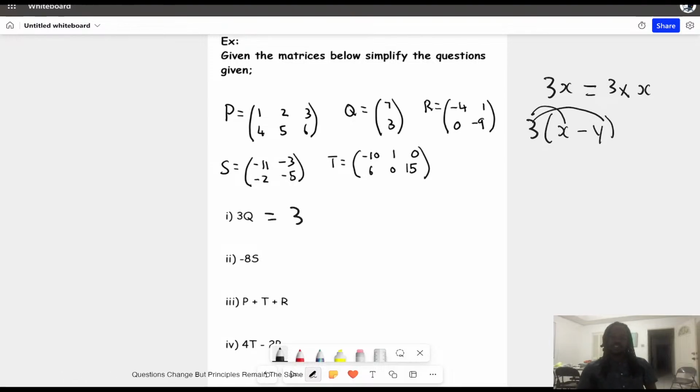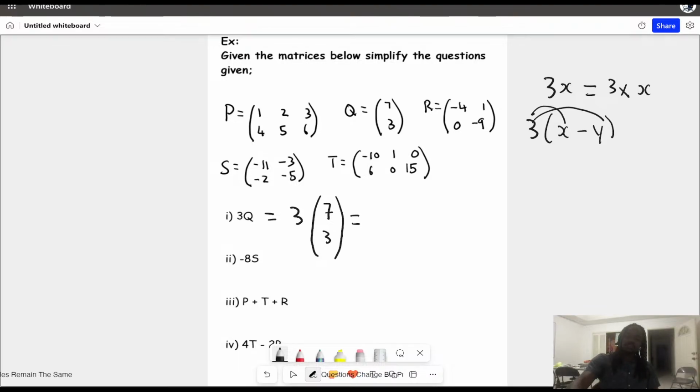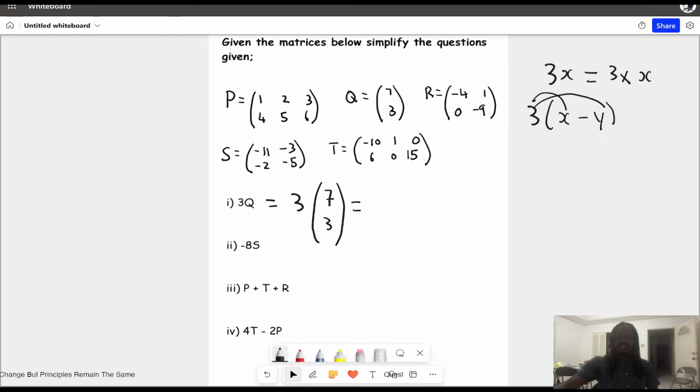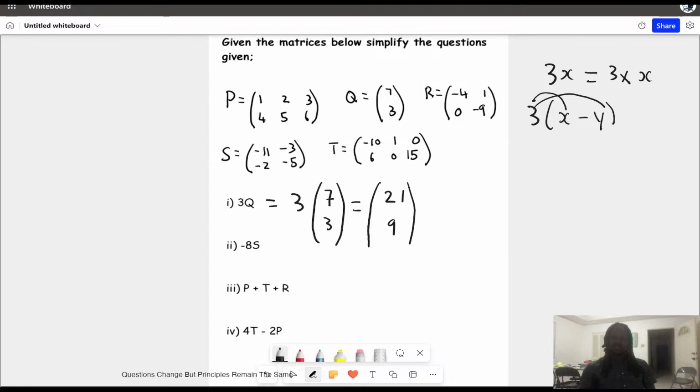So let's go now. It says 3q. So 3q, what is q? Q is 7 and 3. And then what do I do to get my answer here? I use the 3 on the outside to multiply everything on the inside. So can someone tell me what we would get for the answer for that one right there? 21 and 9. 21 and 9, all right. Well done, Mr. Justin. So 21, 9.